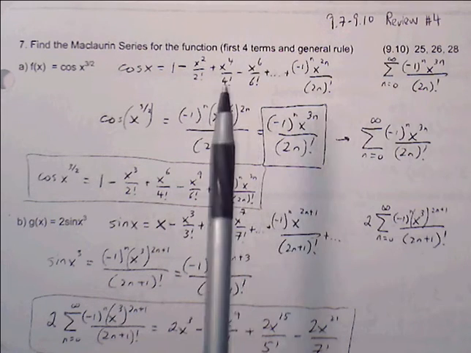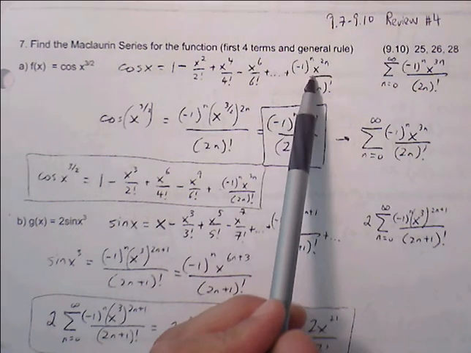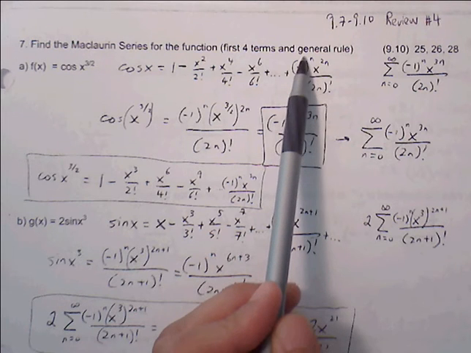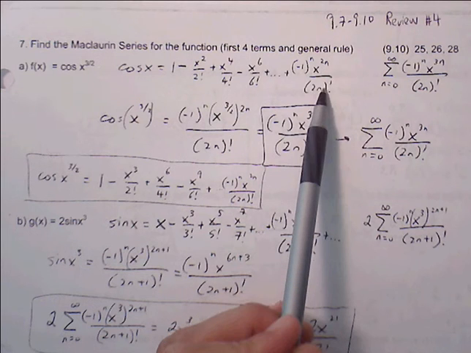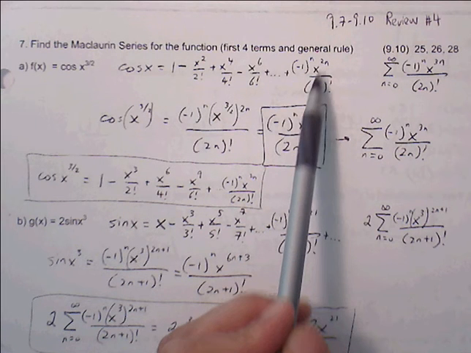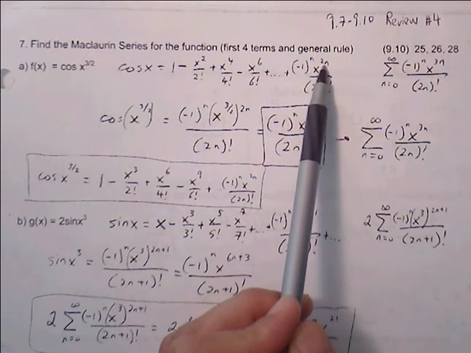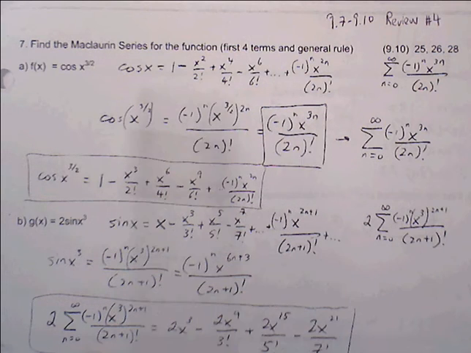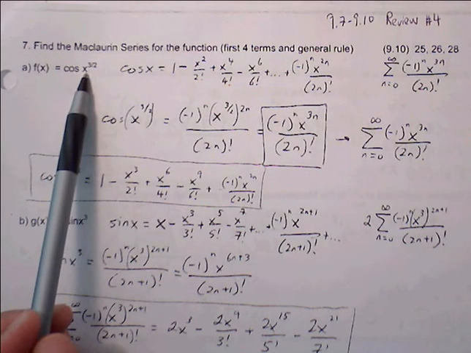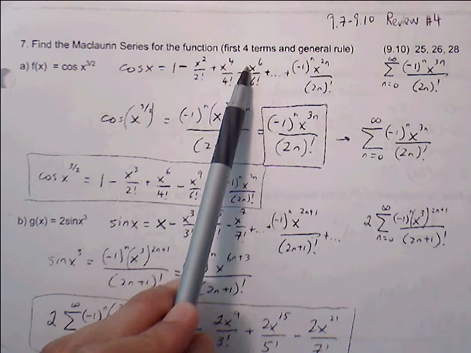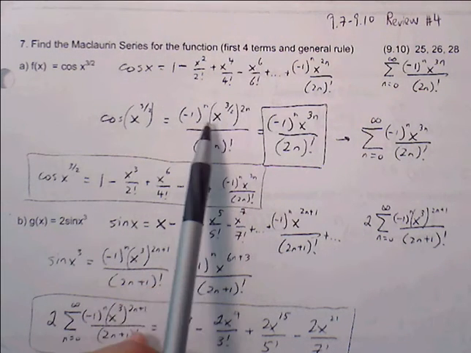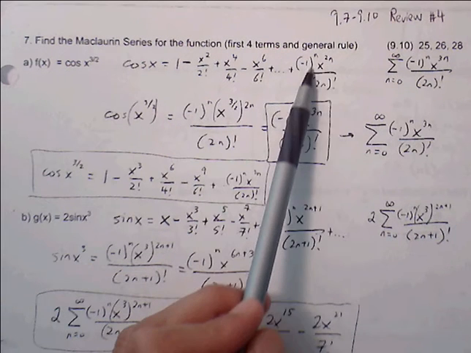So the way we write the general term, negative 1 to the n to represent the alternator, and then x to the 2n over 2n factorial. The exponent and the factorial will match and will always be even values. So if we want to build cosine of x to 3/2, then all we do is replace every x we see with x to the 3/2, including the x in the general rule.